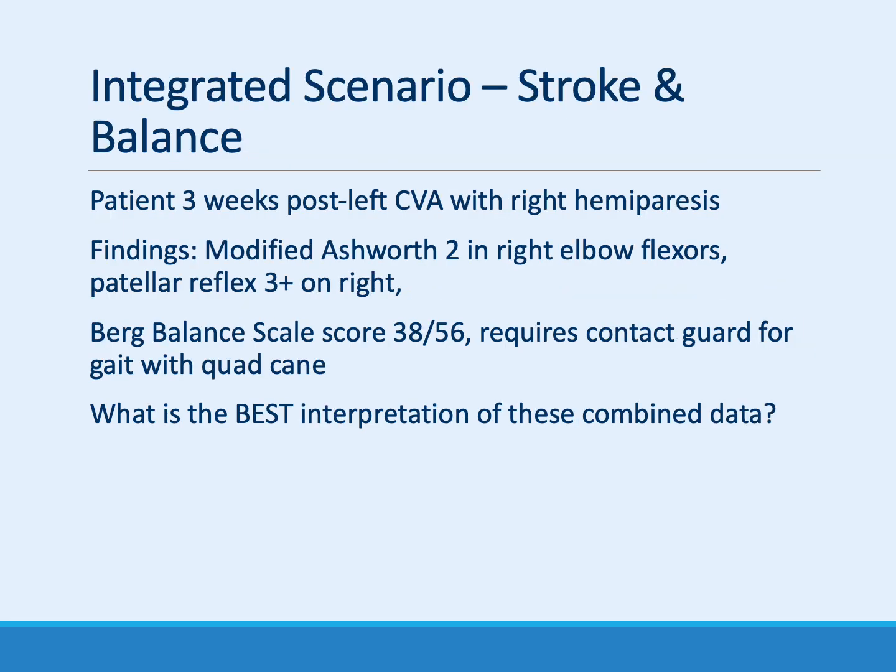Stroke and balance. Patient 3 weeks post left CVA with right hemiparesis. Findings: a modified Ashworth of 2 in the right elbow flexors and a patellar reflex of 3+ on the right. Berg balance score of 38 out of 56, requires contact guard for gait with a quad cane. What is the best interpretation of these combined data? What do you know about this patient and their needs for therapy, functional demands, anything that you can connect based off of the data that's provided here?